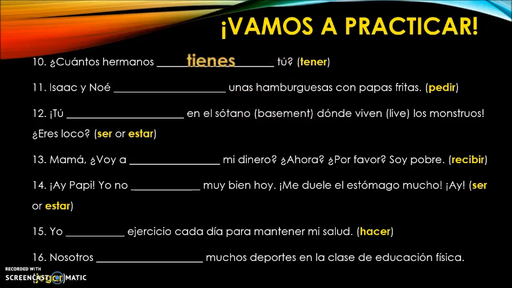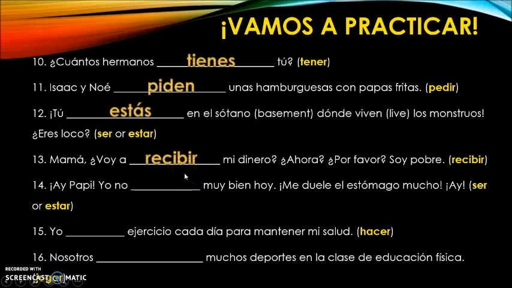Isaac y Noé piden unas hamburguesas. So this is an E to I stem changing verb. That's why it's piden. Número 12, tú estás en el sótano. You're in the basement. So that's a location. That's why it's estar. And then it's estás because of the tú form. Número 13 should be recibir. That might have been a little tricky too, but we have voy a, ir a infinitive. So it should be recibir.